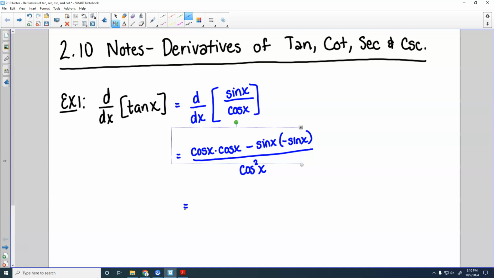Okay, what is cosine x times cosine x? Cosine squared x. What is negative sine x times negative sine x? Positive sine squared x over cosine squared x. What can we do next? Okay, cosine squared plus sine squared is 1. And what is 1 over cosine squared x? Secant squared x.